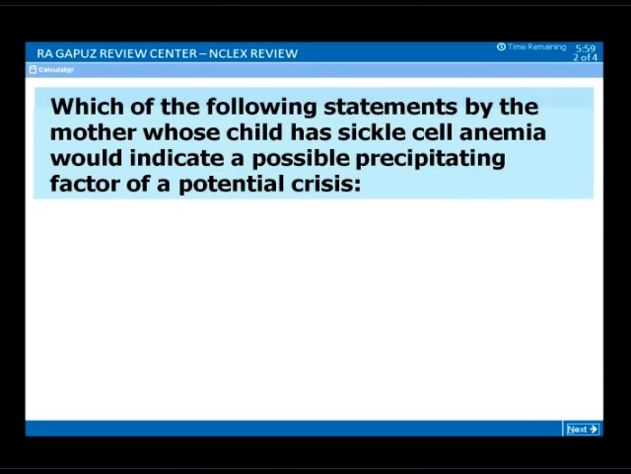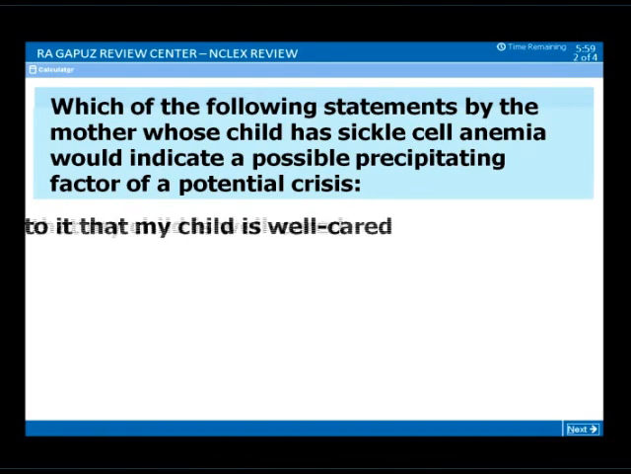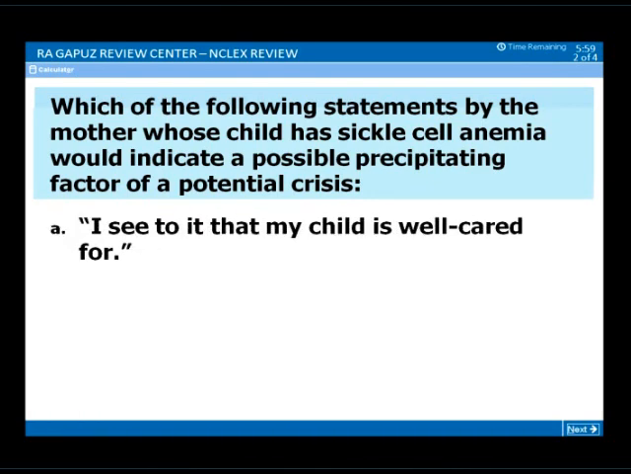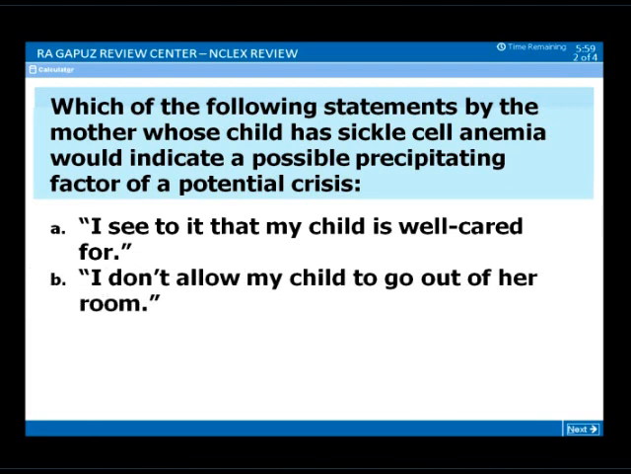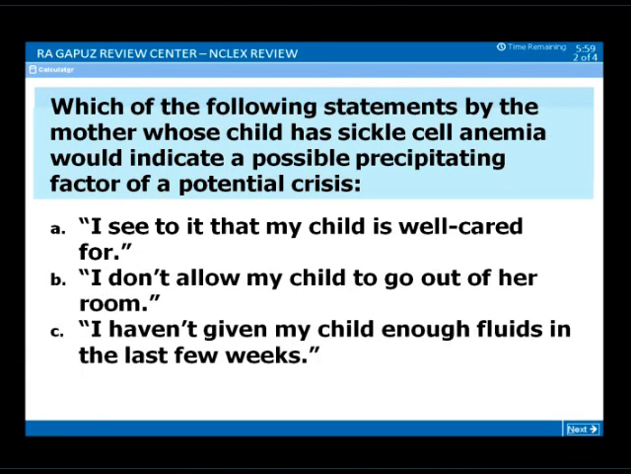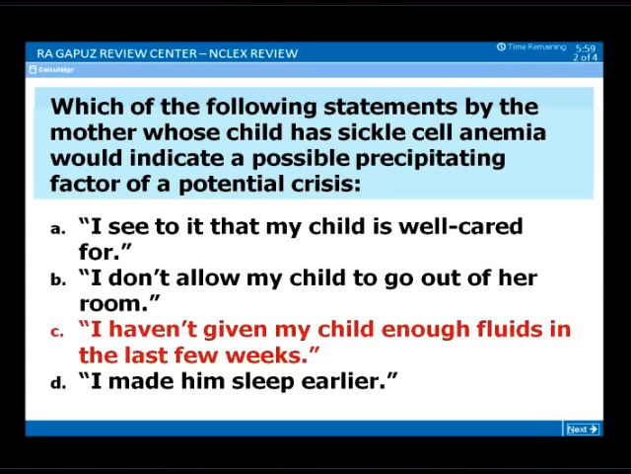Let's have another example. Which of the following statements by the mother whose child has sickle cell anemia would indicate a possible precipitating factor of a potential crisis? A, I see to it that my child is well cared for. B, I don't allow my child to go out of a room. C, I haven't given my child enough fluids in the last few weeks. Or D, I made him sleep earlier. Once again, remember the concept of hydration as your priority to prevent sickle cell crisis. So the answer is letter C. Not giving the child enough fluids would potentially increase the risk for the occurrence of vaso-occlusive crisis in the client.